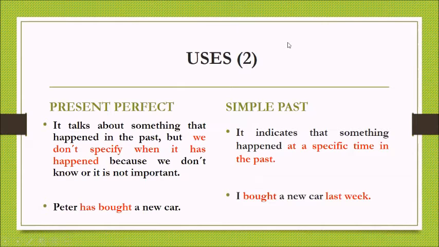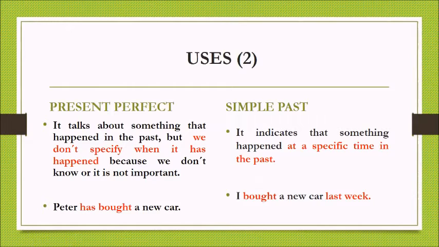A second use is to talk about something that happened in the past, but we don't specify when it has happened because we don't know or it is not important. Peter has bought a new car. We don't know when Peter bought this car.